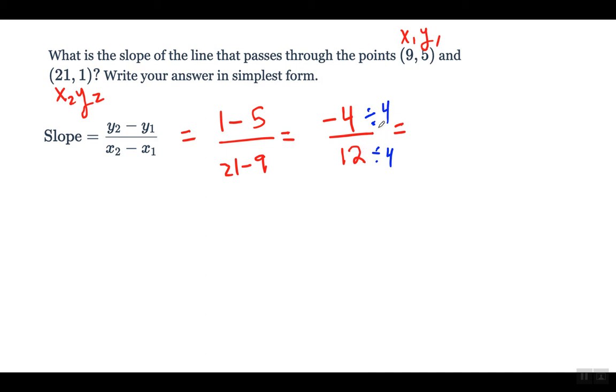All right, if you don't realize where I got the 4 from, that's because you don't have your timetables memorized. Because if you have them memorized, you could look at these numbers and automatically see that 4 times 1 is 4, 4 times 3 is 12. So I could divide both of these numbers by 4 to get my simplified answer, which would be negative 1 over 3.